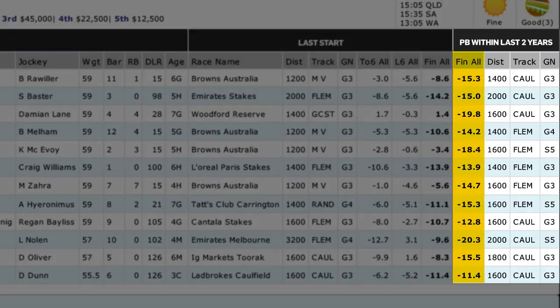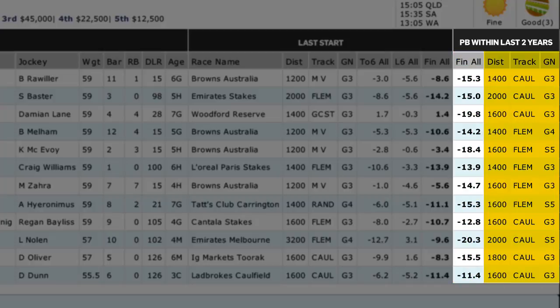The final section is the personal best within 2 years figure. This is an overall benchmark rating of the individual's personal best benchmark figure within that period. It also displays the distance. It shows the track and going where each runner has recorded their peak performance. For Blackheart Bart, we can see his 2-year PB. It's at this track and distance, 1400 metres at Caulfield on a good 3 rated surface, which is the same conditions as he faced that day.